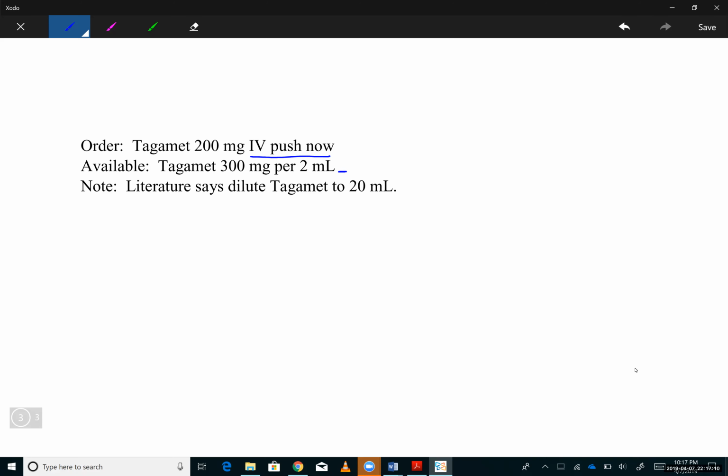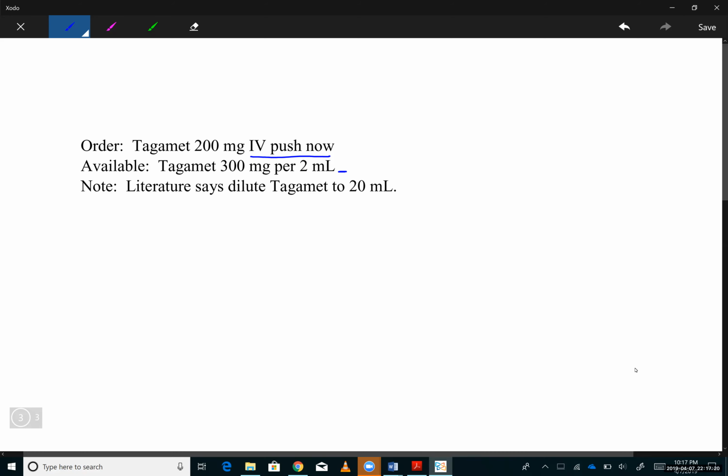You can't always just immediately push it. Sometimes you have to give it over a minute, 2 minutes, 5 minutes. In this particular instance, our literature is telling us that we need to dilute the Tagamet to 20 mLs. So our first step is to calculate how many mLs of the medication we're being asked to give.